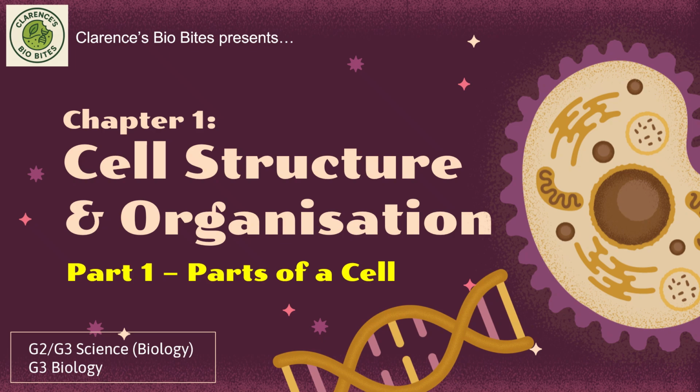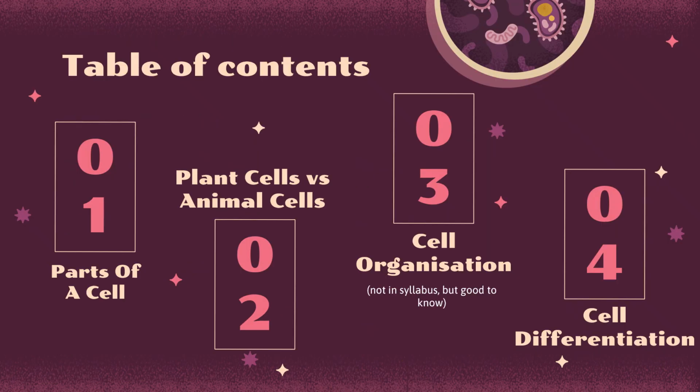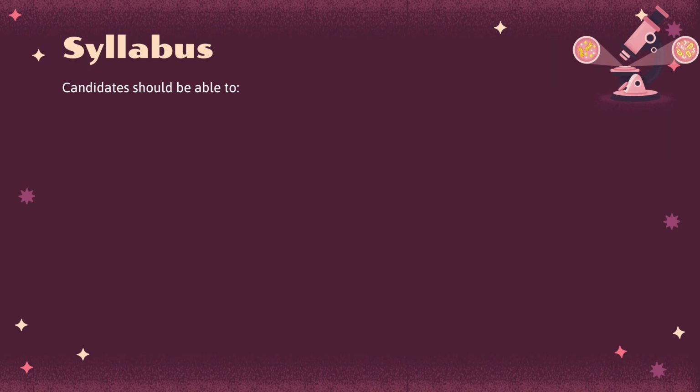In this video, I will be talking about Chapter 1, Cell Structure and Organization. This chapter is needed by students taking biology and science biology. This chapter is split into 4 parts. In this video, I will only be talking about part 1, which is referring to the parts of a cell.